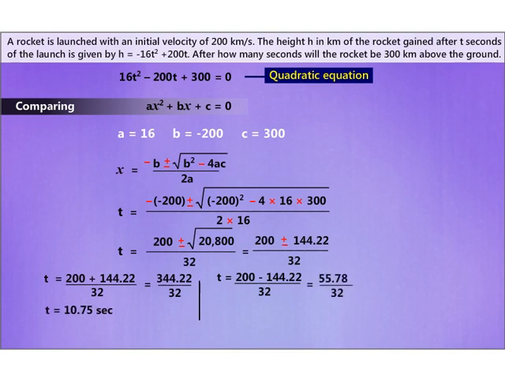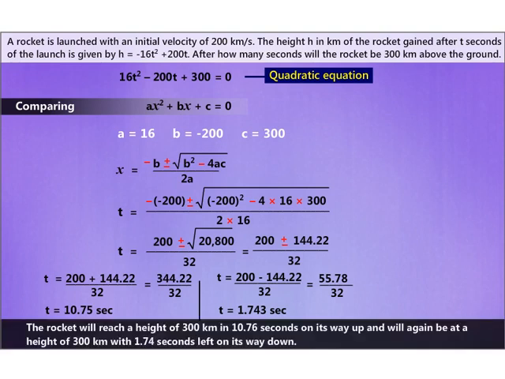That is, t is equal to 10.76 seconds or t is equal to 1.74 seconds. The rocket will reach a height of 300 kilometers in 10.76 seconds on its way up and will again be at a height of 300 kilometers with 1.74 seconds left on its way down.